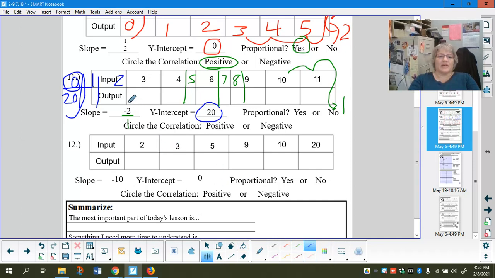Oops, and the outputs, the y parts need to be going by -2s. So 20 minus 2 is 18. Minus 2 is 16. Minus 2 is 14. Minus 2 is 12. Minus 2 is 10. Minus 2 is 8. 6, 4, 2, 0, and -2. Okay, those were changing by -2s every time.